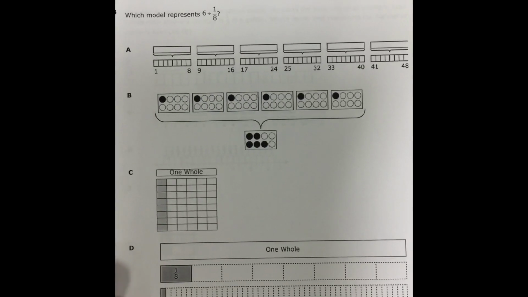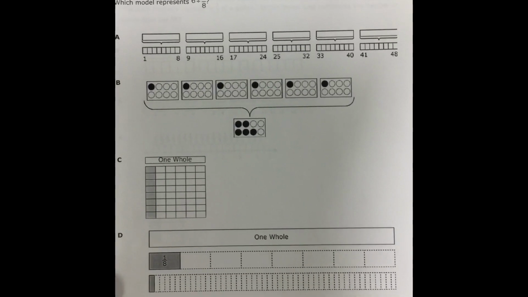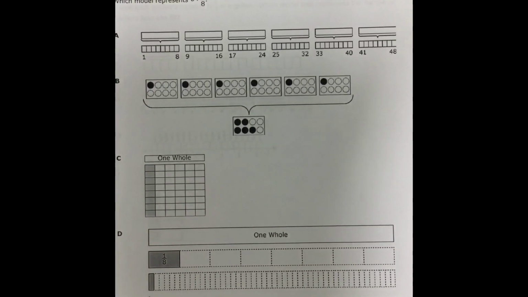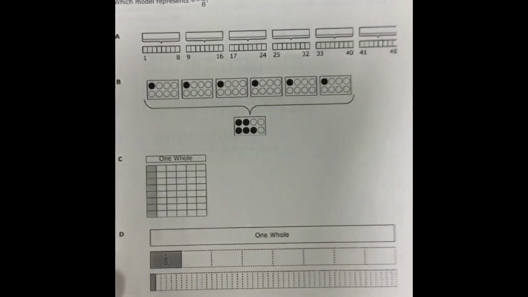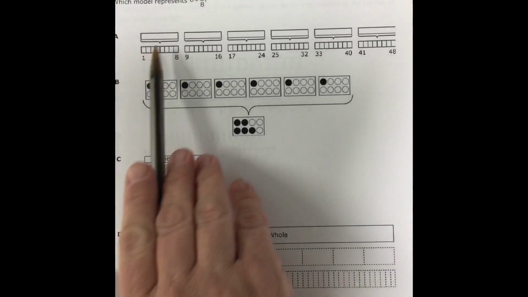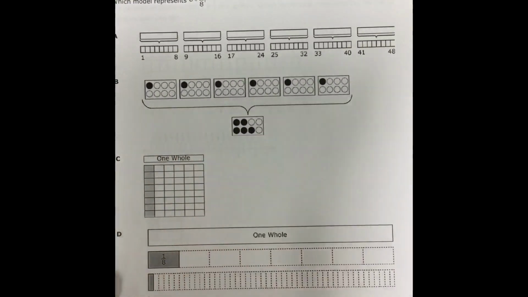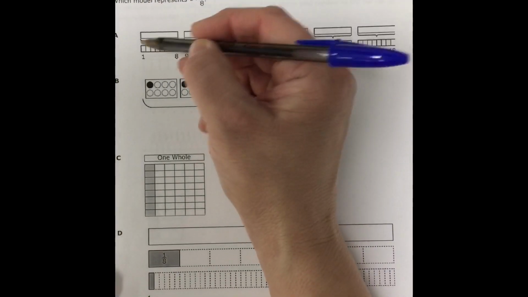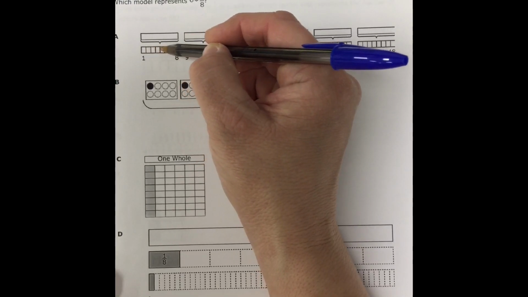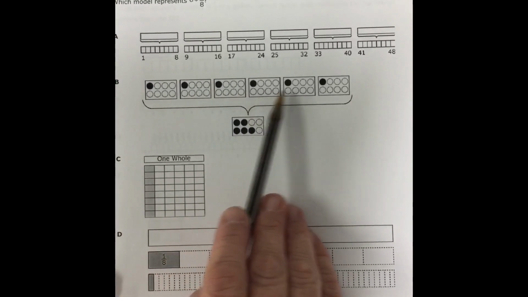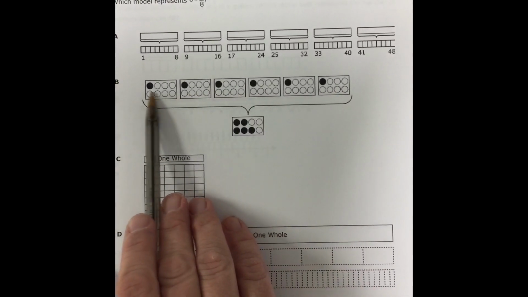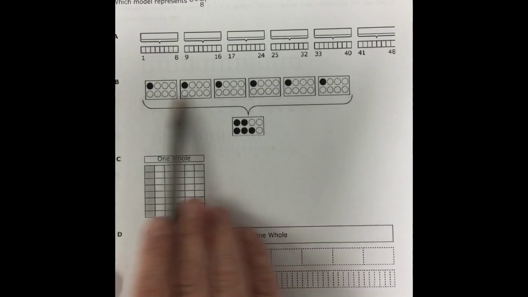Which model represents 6 divided by 1/8? 6 divided by 1/8. Okay, so 6 is a whole number, and then it needs to be broken into 8 pieces. Well, 1, 2, 3, 4, 5, 6 models, and it's broken down into 1, 2, 3, 4, 5, 6, 7, 8. Okay, 6 models and broken down into 8s.